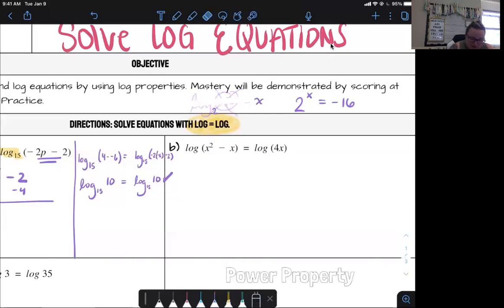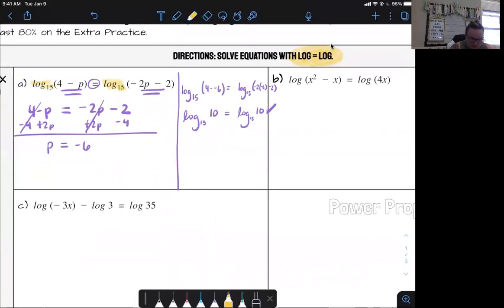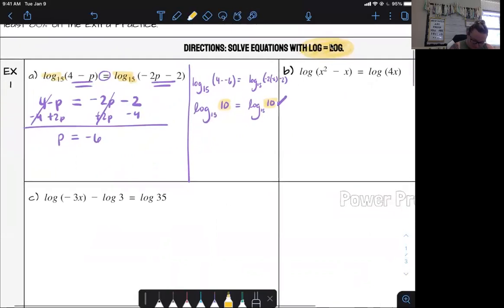So when you're solving log equations, you always want to plug them back in, make sure they work, and make sure that whatever's in the log ends up being a positive number. So p is equal to negative 6 will definitely work.